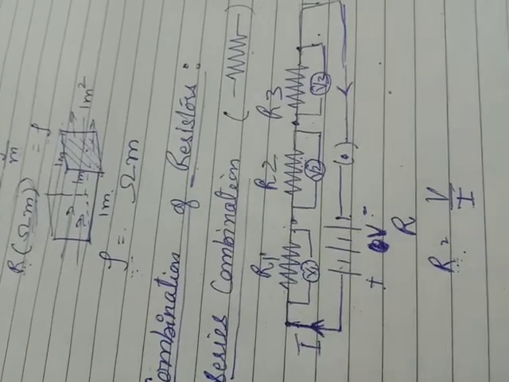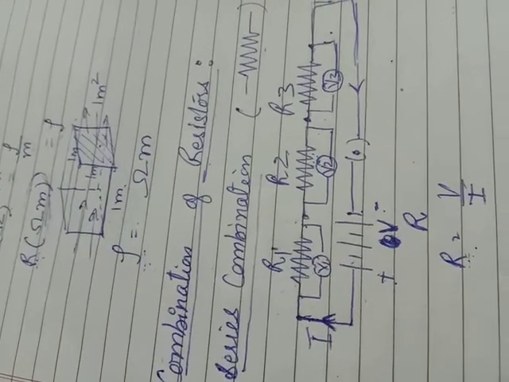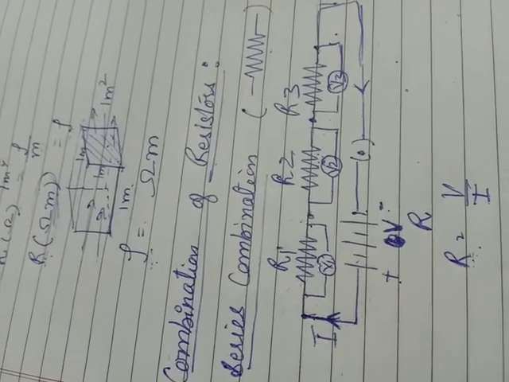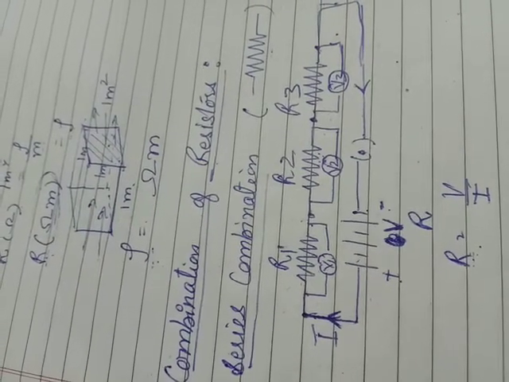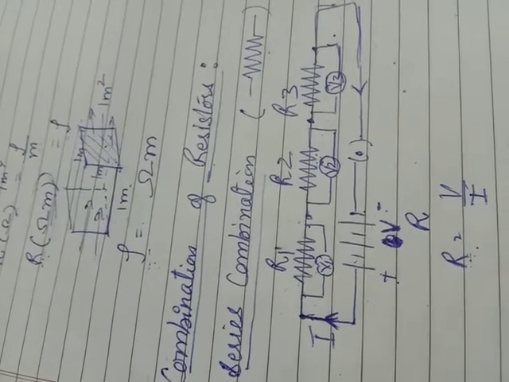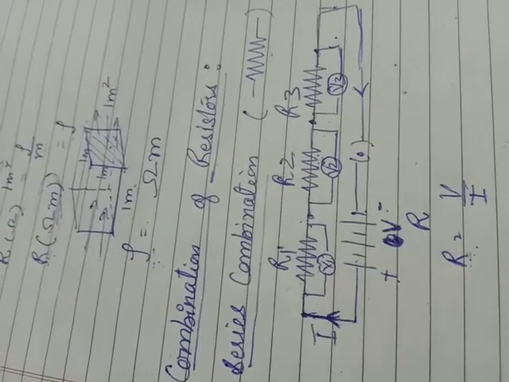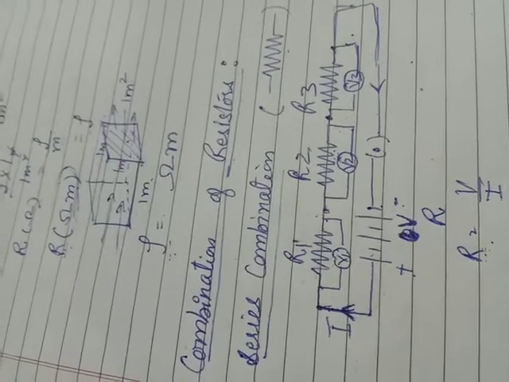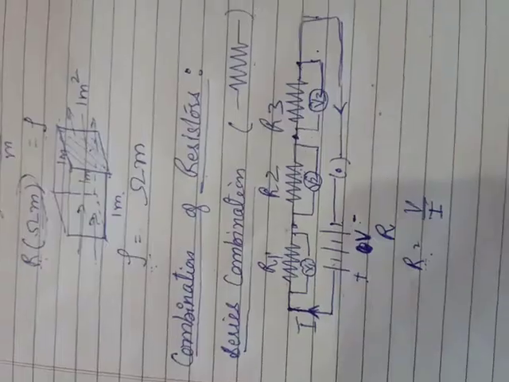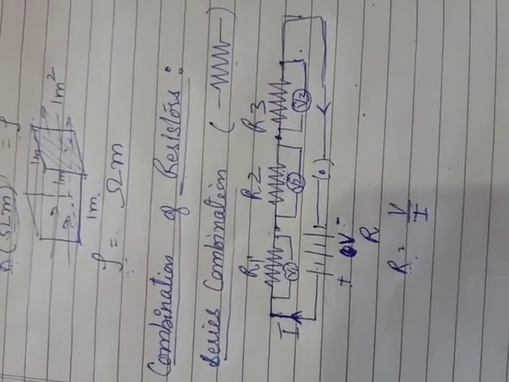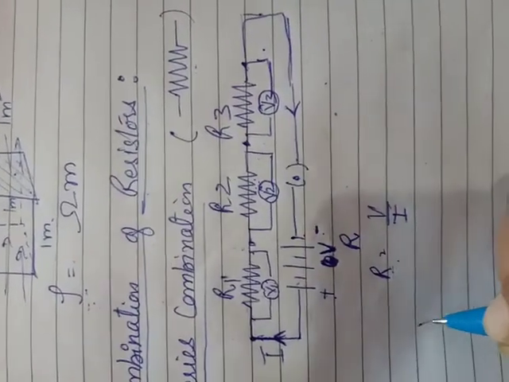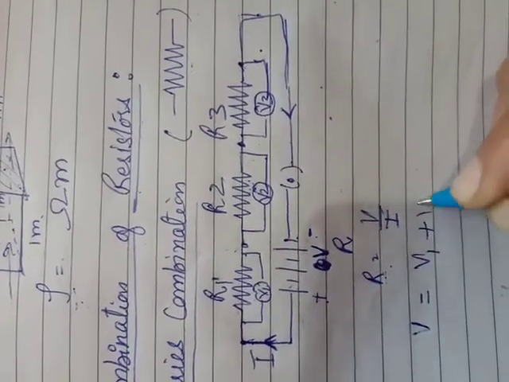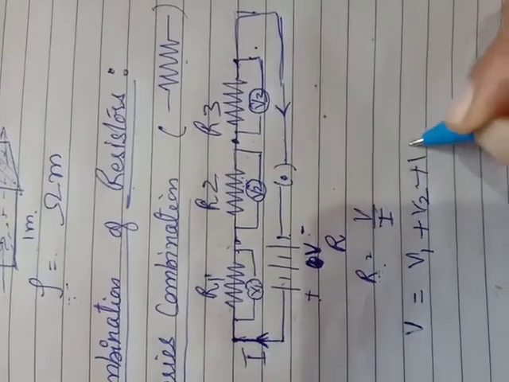So whatever potential it gains, suppose V is the potential, out of V, V1 is consumed by R1. With the remaining potential the current moves, and out of that V2 is consumed by R2, and the leftover potential is consumed by R3. So if V was the total potential given, then V equals V1 plus V2 plus V3.